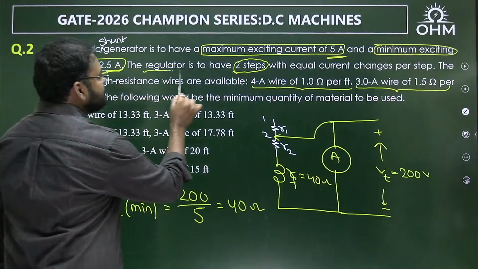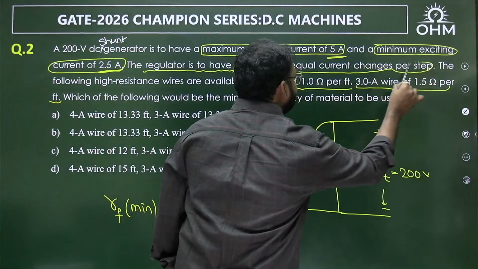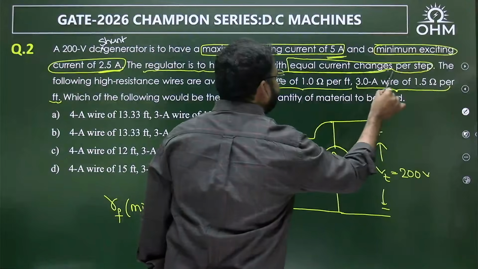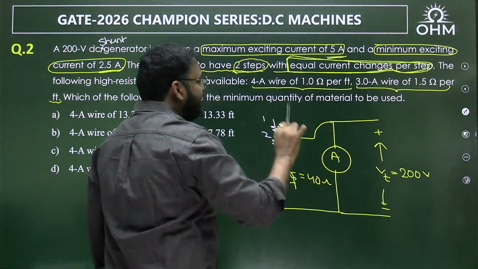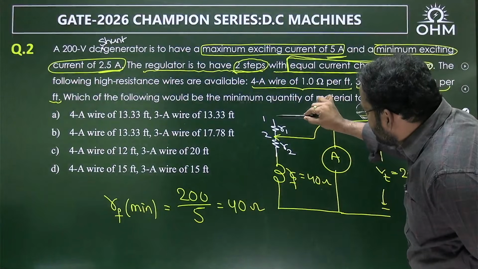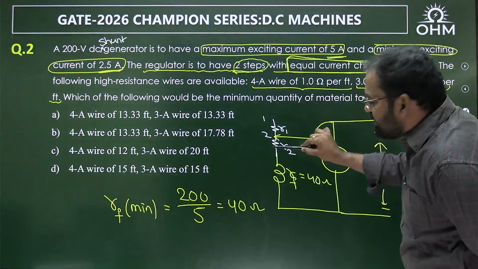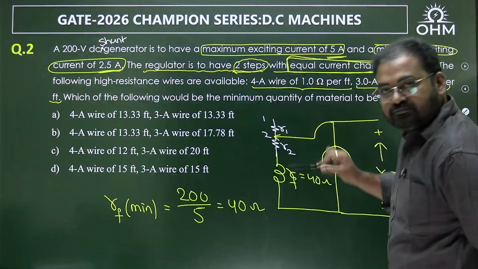The regulator used to have 2 steps with equal current changes for each step. This is the most important information: with equal current changes for each step. That means when I change the regulator from step number 1 to step number 2, the change in the current must be equal. Okay, you got it?